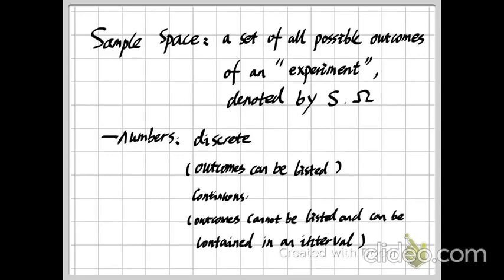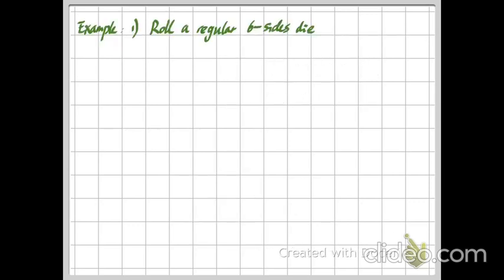Let me give you some examples of sample spaces. You can do this as an exercise with me. The first example is if we roll a regular 6-sided die. The 6 sides are, of course, the numbers 1, 2, 3, 4, 5, and 6. What is our possible outcome? Maybe 1, maybe 2, maybe any one among the 6 numbers.